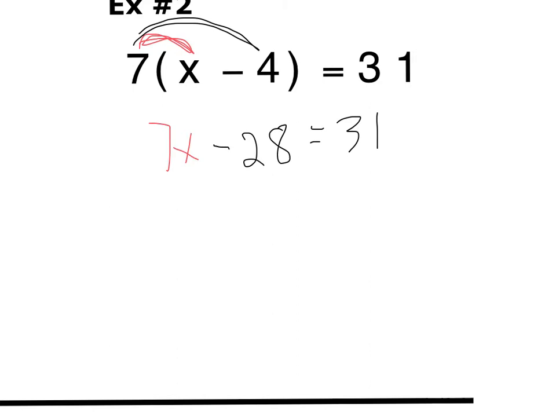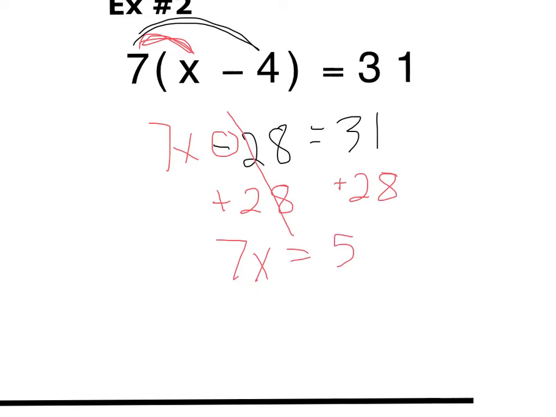Okay, so let's go ahead and solve this equation. Remember, we have to undo addition and subtraction first. So we're going to undo subtraction with addition. So add 28 to both sides. Okay, those negative 28's cancel. And then we have 7x equals 59.